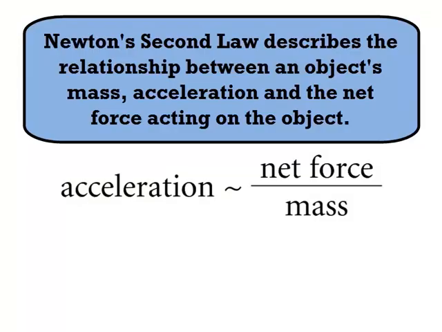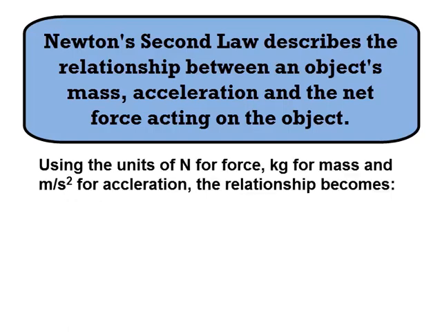Newton's second law describes the relationship between an object's mass, an object's acceleration, and the net force on the object. By using consistent units such as newtons for force, kilograms for mass, and meters per second squared for acceleration, we get the exact equation a equals F over m, where a is acceleration, F is net force, and m is mass.